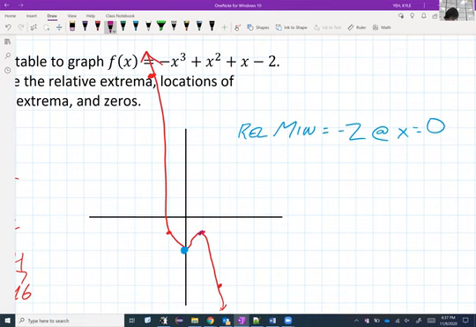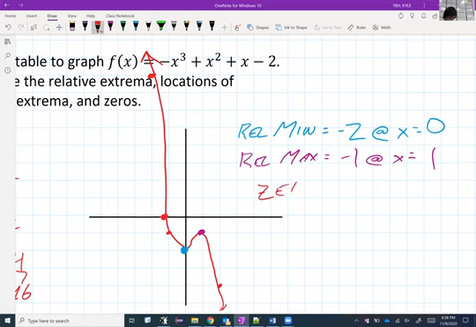There does appear to be a relative max somewhere around this. So I'm going to say equals about -1 at x equals 1. Just the hills and the valleys. And then lastly, what is an approximation for my 0? A little bit less than -1. So I'm going to say my 0 is like -1.2-ish. I'll say x equals about -1.2.